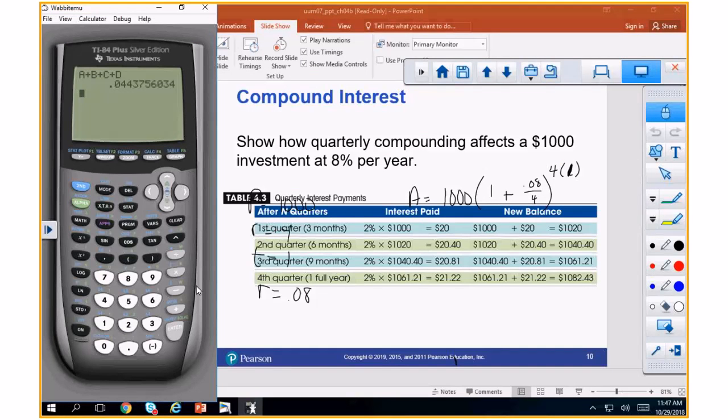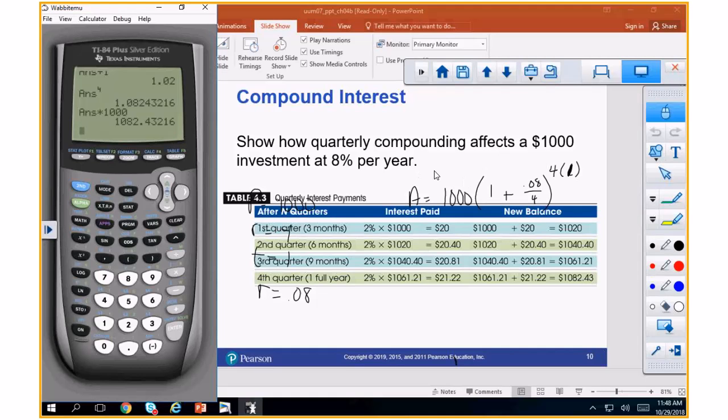So what do you do? You work your way inside out. So I'm going to take 0.08 divided by what? 4. Add 1. Raised to the what? 4th power. And multiply by $1,000. So at the end of the year, I've got $1,082. And that's what I just did right there. Now see, they're teaching you to do it by hand. I'm not doing that. We're going straight to the end. Okay? Question. Okay, so that's the answer.